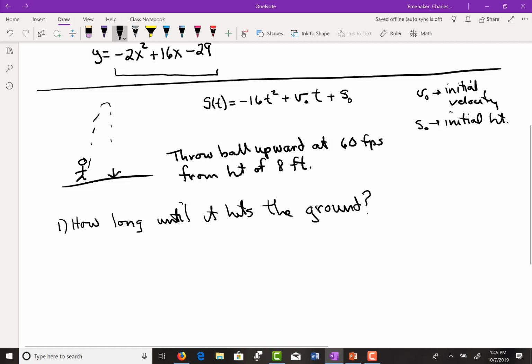Well, one of the first things you may be wondering is, well, can a person really throw a ball 60 feet per second? Is it possible to throw it that fast? In 1 second's time, it's going to cover 60 feet? That's kind of like zipping right along there.